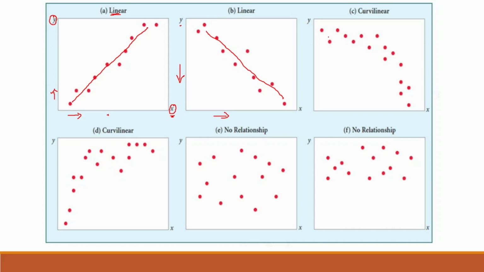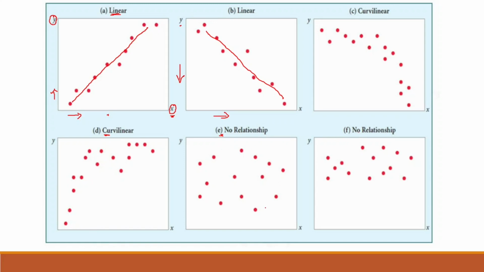Then I have a curvilinear data. As you can see, it is not a straight line, it's a nonlinear curve, and again it is in a negative way, so it is negatively correlated. Here also I have a curvilinear, so D is also a non-linear curve, which is positively correlated. And if you observe E and F, you cannot find a relationship.